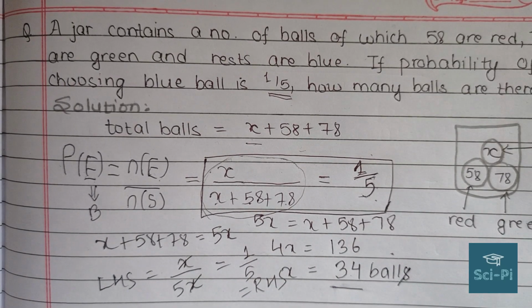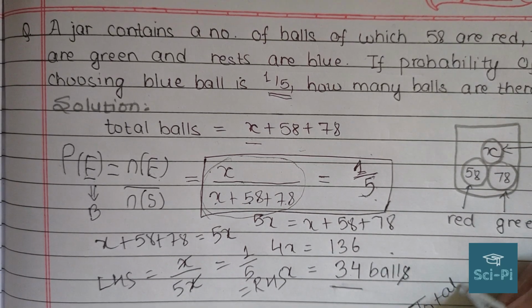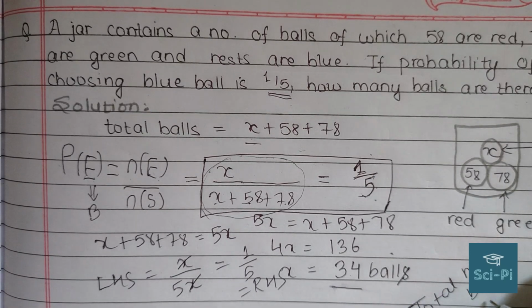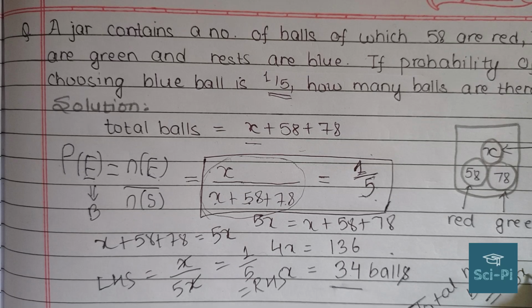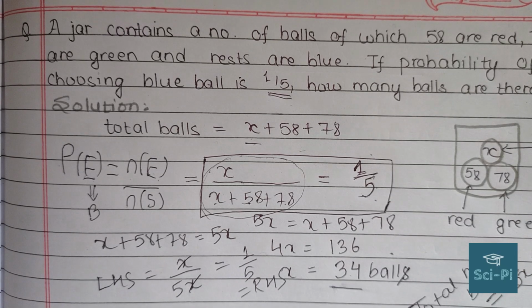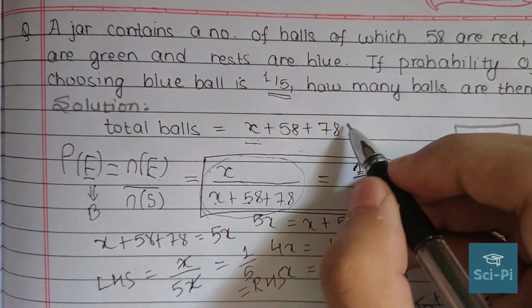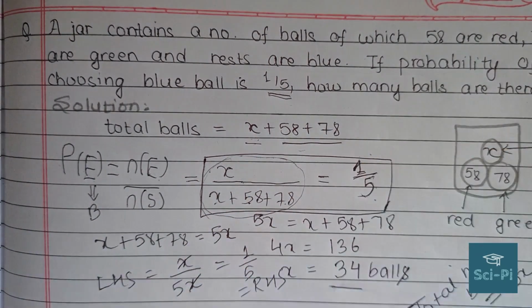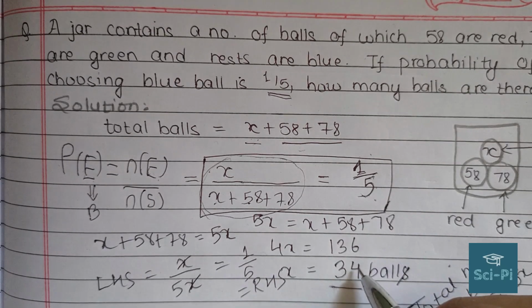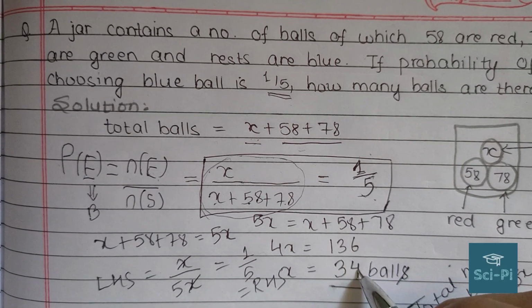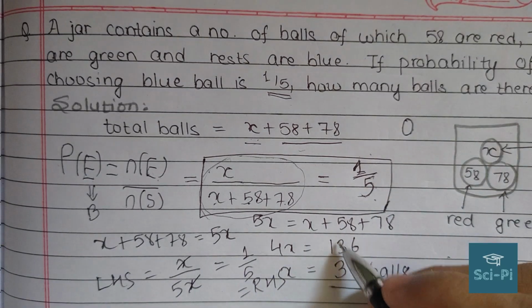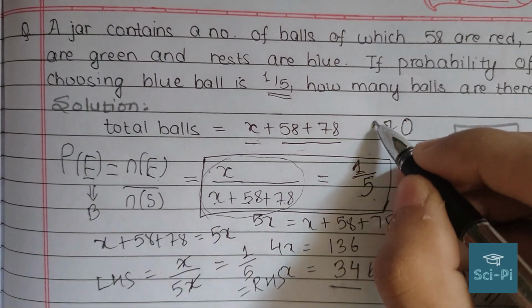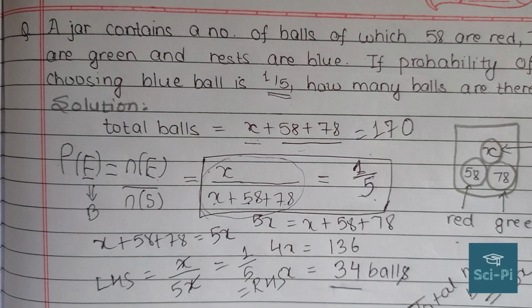So what we can conclude from this is that the total number of balls in the jar will be equal to 5x. You can simply plug in the value of x equals 34 here, and we will get 136 plus 34, which is 170. There are 170 balls in total.